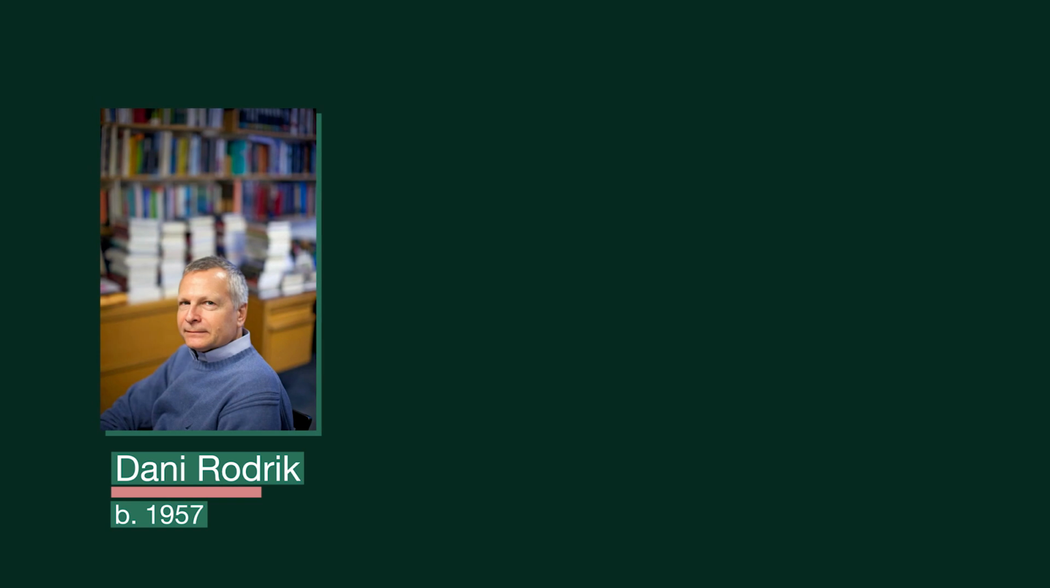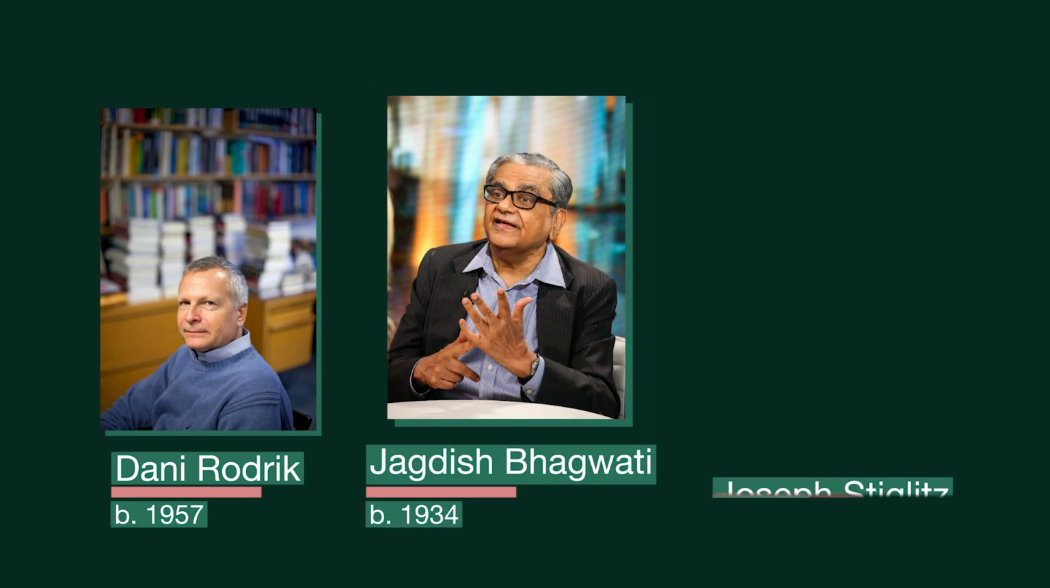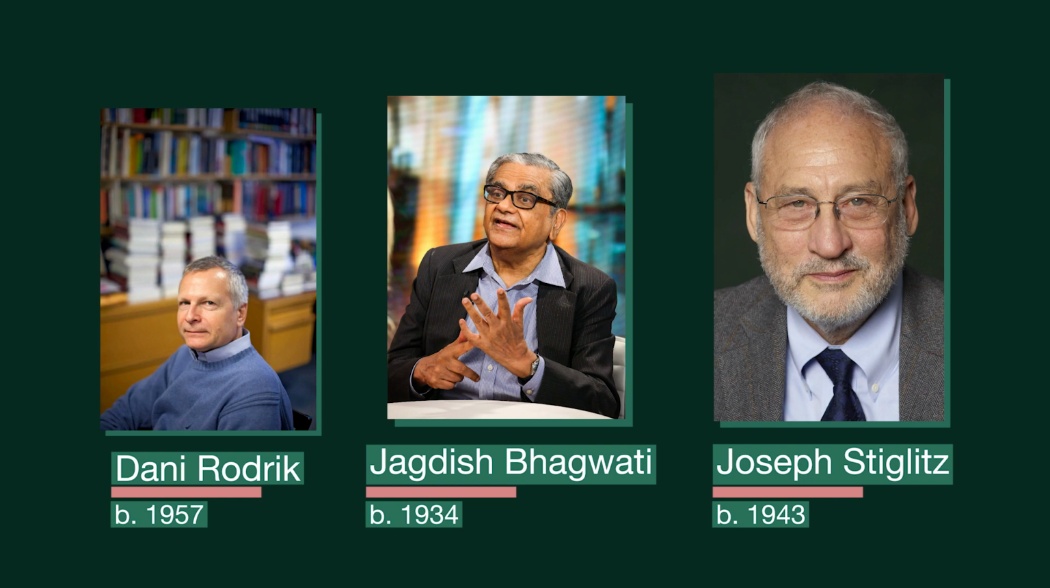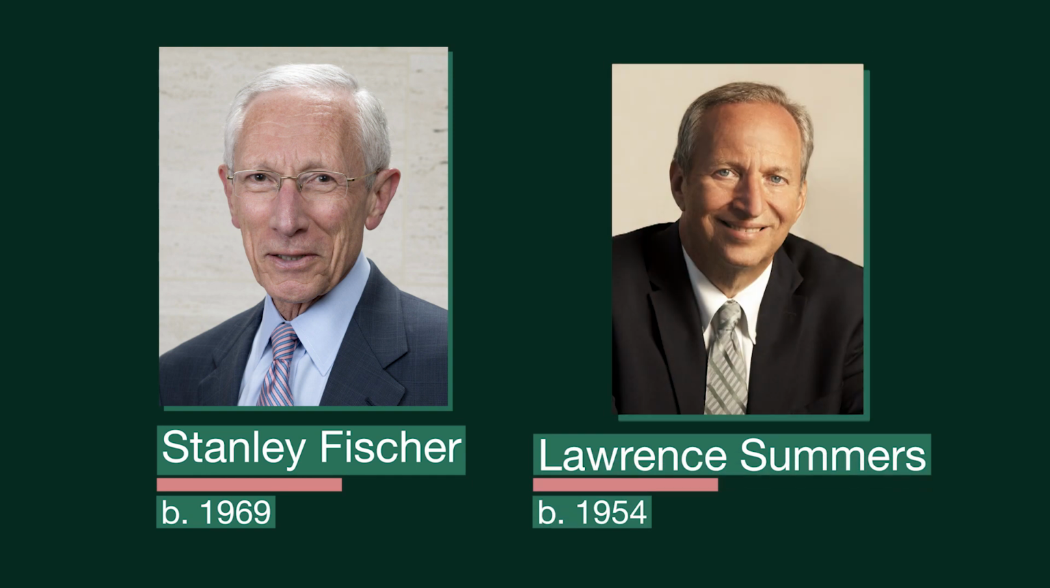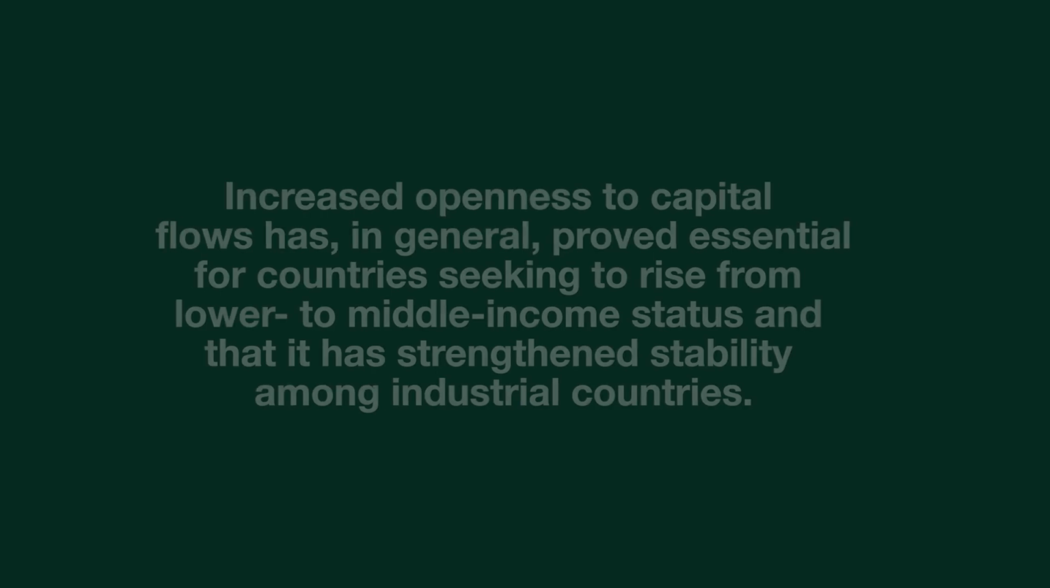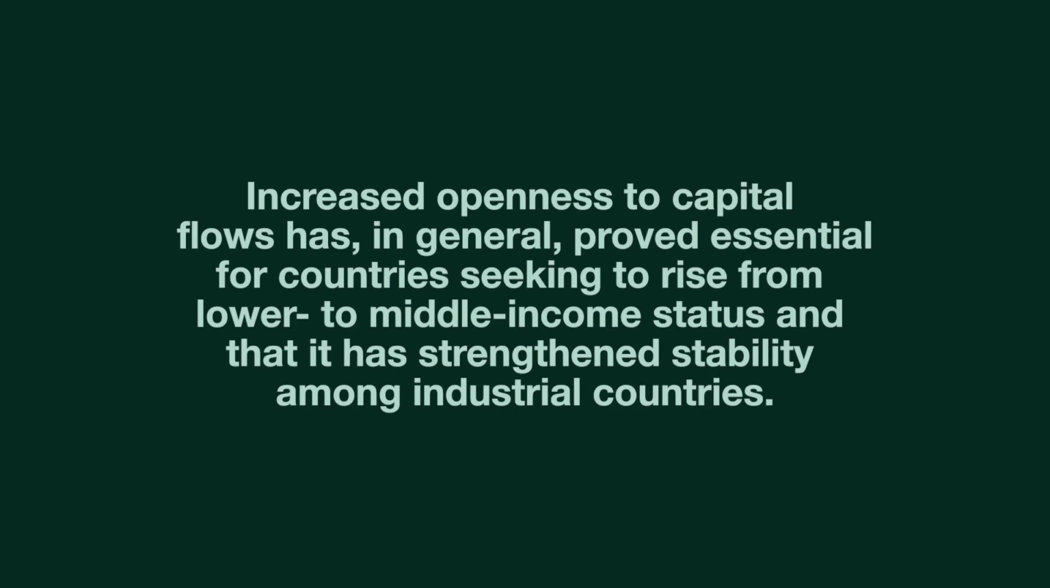There are certain very famous economists like Dani Rodrik, Jagdish Bhagwati, Joseph Stiglitz. They view that unfettered capital flows are disruptive to global financial stability, leading to calls for capital control and other curbs on international asset trade. Now, there are other economists also like Stanley Fischer and Lawrence Summers, and they argue that increased openness to capital flows has in general proved essential for countries seeking to rise from lower to middle income status, and that it has strengthened stability amongst the industrialized nations.